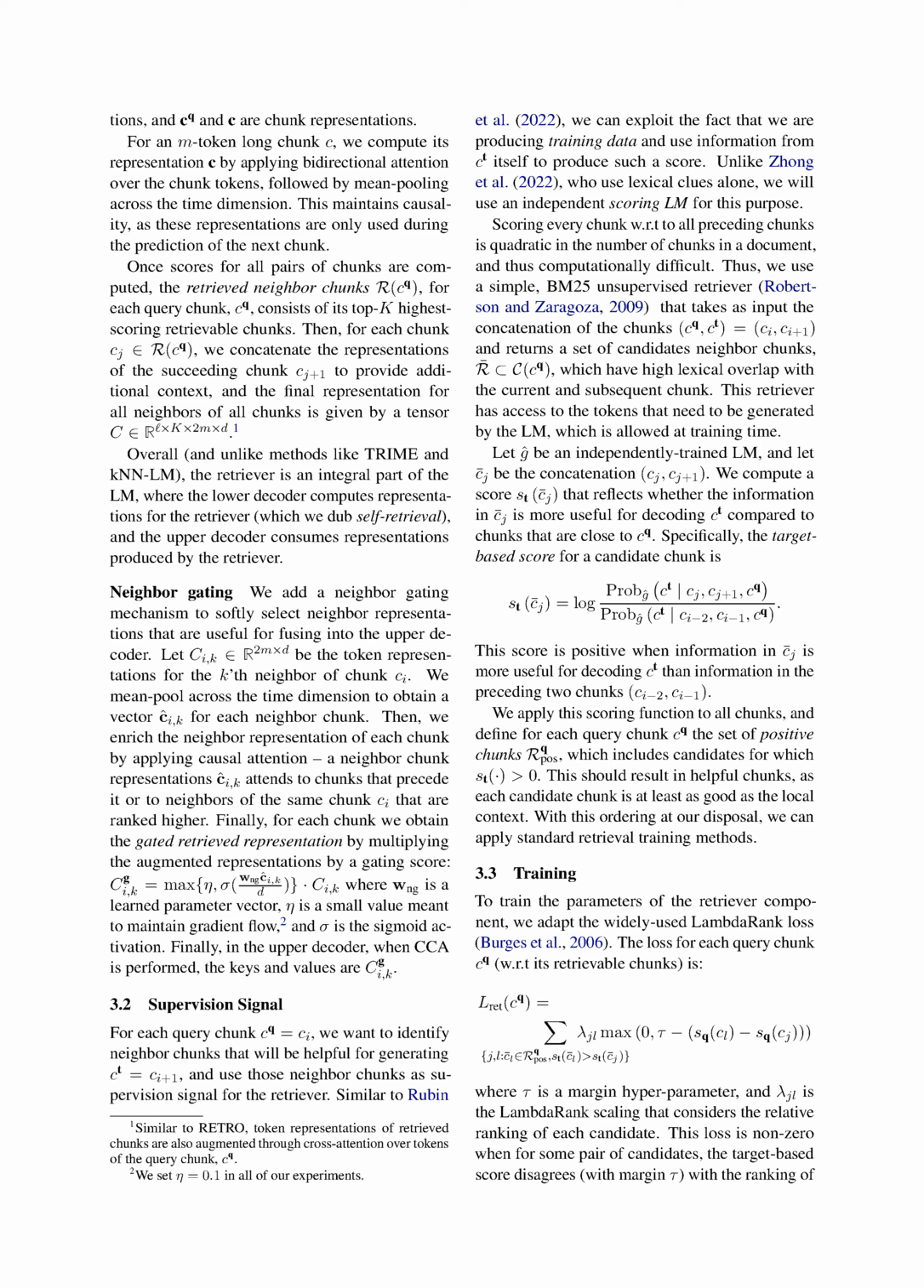The mechanism involves mean pooling across the time dimension to obtain a vector for each neighbor chunk, applying causal attention to enrich the neighbor representation, and obtaining the gated retrieved representation by multiplying the augmented representations by a gating score. In the upper decoder, CCA is performed using the gated retrieved representations as keys and values.